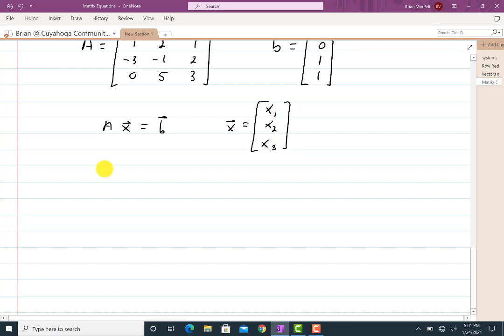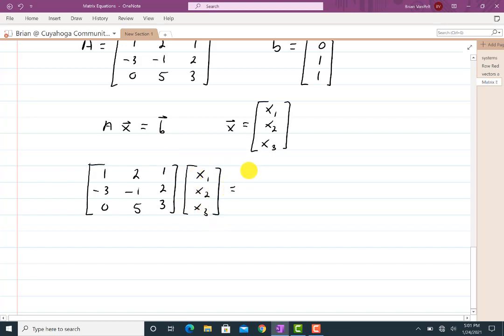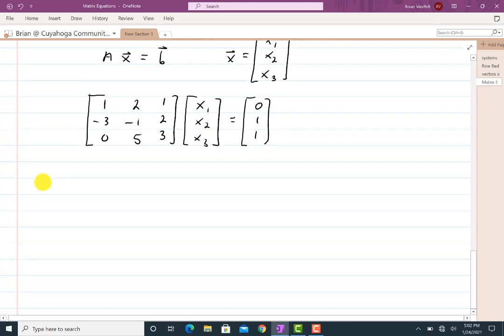And so this equation then, let me go ahead and write it. There's my A: 1, -3, 0, 2, -1, 5, 1, 2, 3 times x1, x2, x3. And that equals B, which was 0, 1, 1. Now from here you can break the left side up if you want to, but what it amounts to is this. I can immediately go to the following.